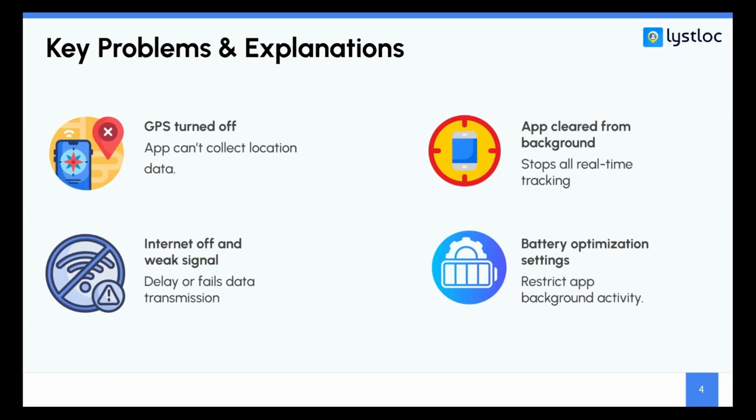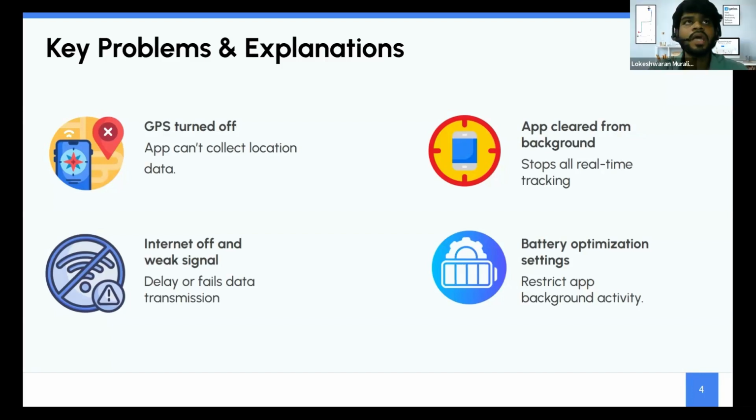The second one is the app cleared from background. Sometimes users close or clear the app from the recent apps. When that happens, the app stops updating in real time, which affects tracking and task updates. The best practice here is to lock the Lystloc app in the background so it keeps running.